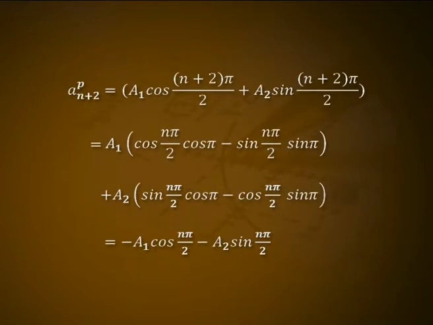Now, a_(n+2)^p = A1 cos((n+2) pi/2) + A2 sin((n+2) pi/2). That is equal to A1 [cos(n pi/2) cos(pi) - sin(n pi/2) sin(pi)] + A2 [sin(n pi/2) cos(pi) + cos(n pi/2) sin(pi)], that is equal to -A1 cos(n pi/2) - A2 sin(n pi/2).